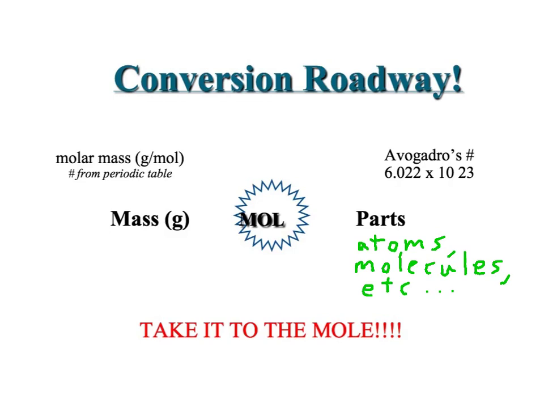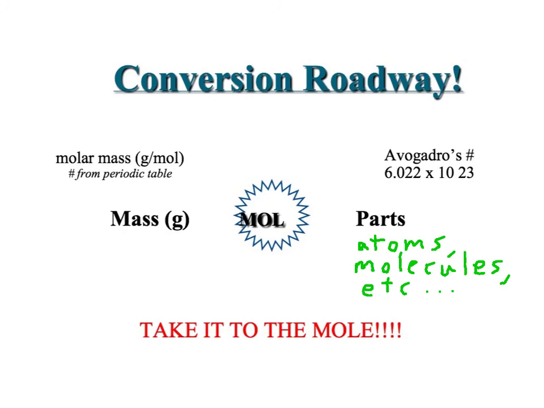The next thing we'll learn how to do is how to use that molar mass to then convert to the number of atoms themselves. So if we have our molar mass, which is how many grams per mole, we can convert to the number of moles. From the number of moles, we can use Avogadro's number, 6.022 times 10 to the 23rd, to convert to the number of atoms or molecules, depending on what we're converting.